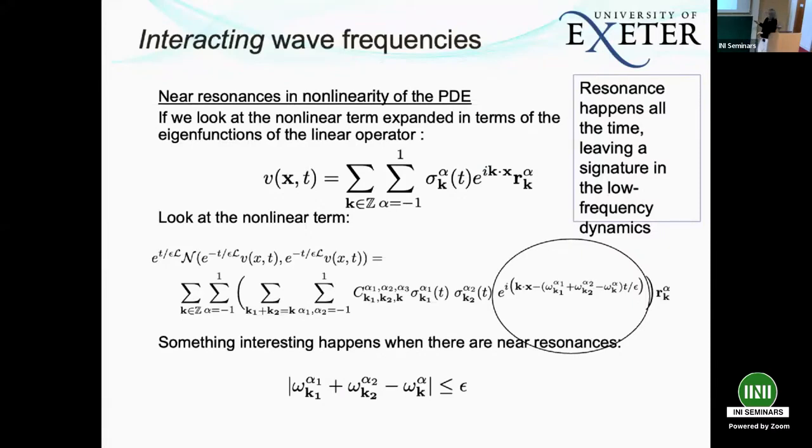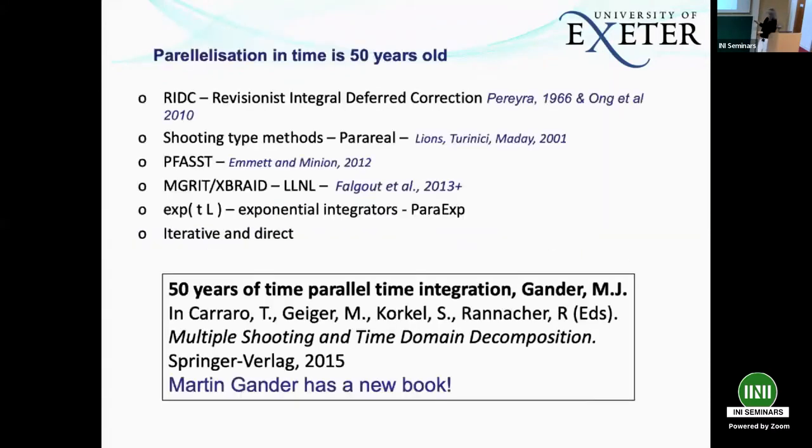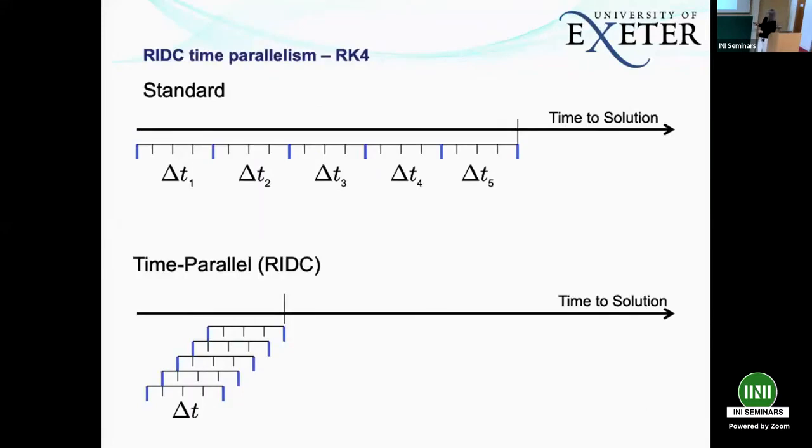Okay. All right. Brief introduction to time parallel methods. There is now a book by Martin Gander, who is a hero of the subject. I'm just going to try to give you a very quick feel for it by showing you this. Here's a standard fourth order Runge-Kutta method. Even if you don't know anything about numerics, I hope you can see that these blue ticks are one time step. And there are four stages every time step. So the time step is constructed in four stages.